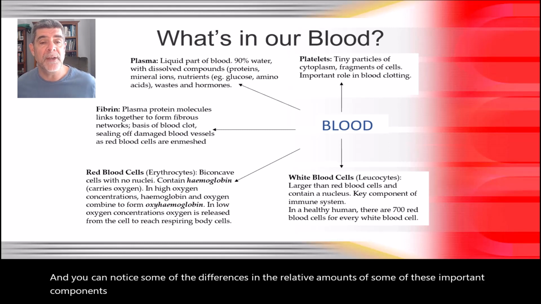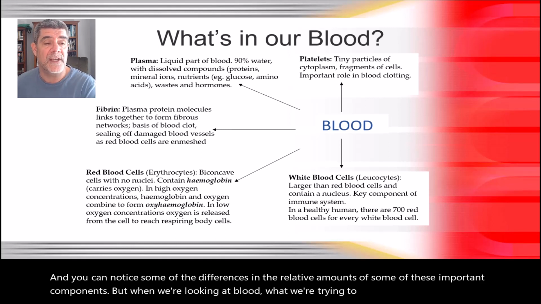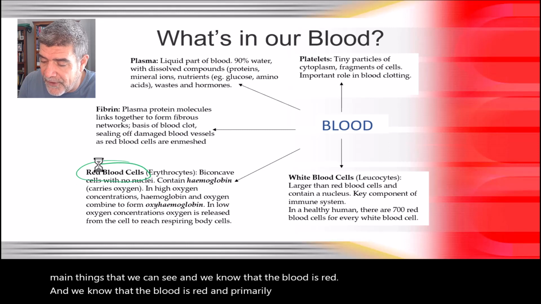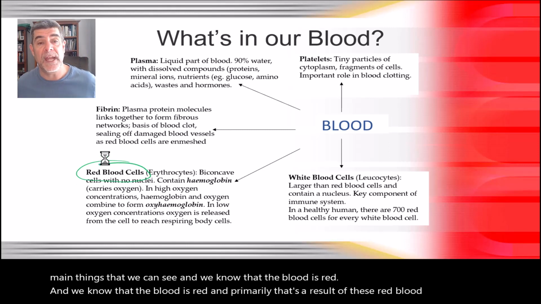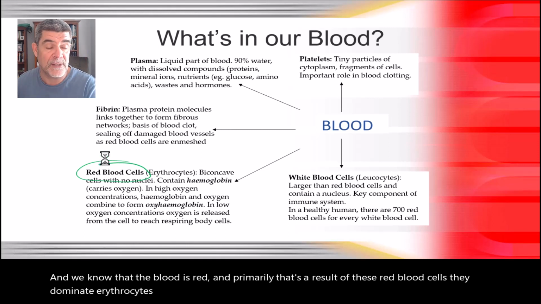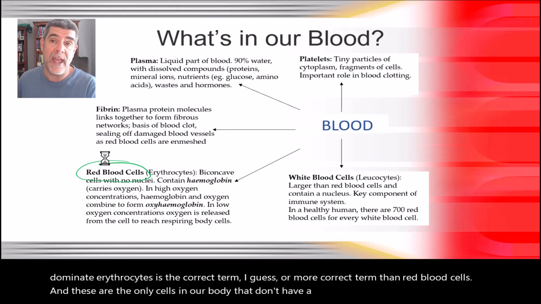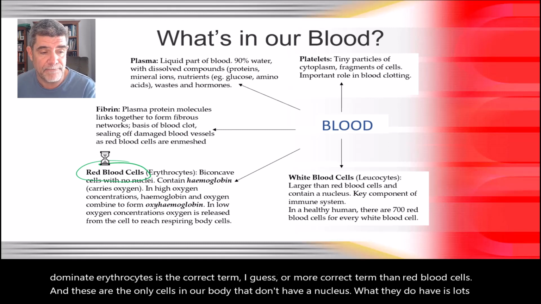But when we're looking at blood, what we're trying to do is identify some of the main things that we can see. And we know that the blood is red, and primarily that's a result of these red blood cells. They dominate. Erythrocytes is the correct term, I guess, or more correct term than red blood cells. And these are the only cells in our body that don't have a nucleus. What they do have is lots and lots of hemoglobin.